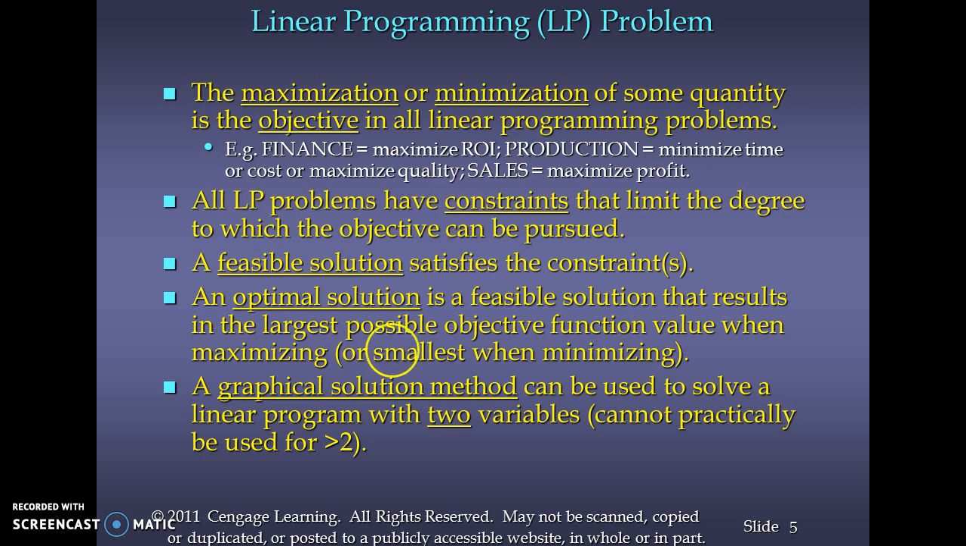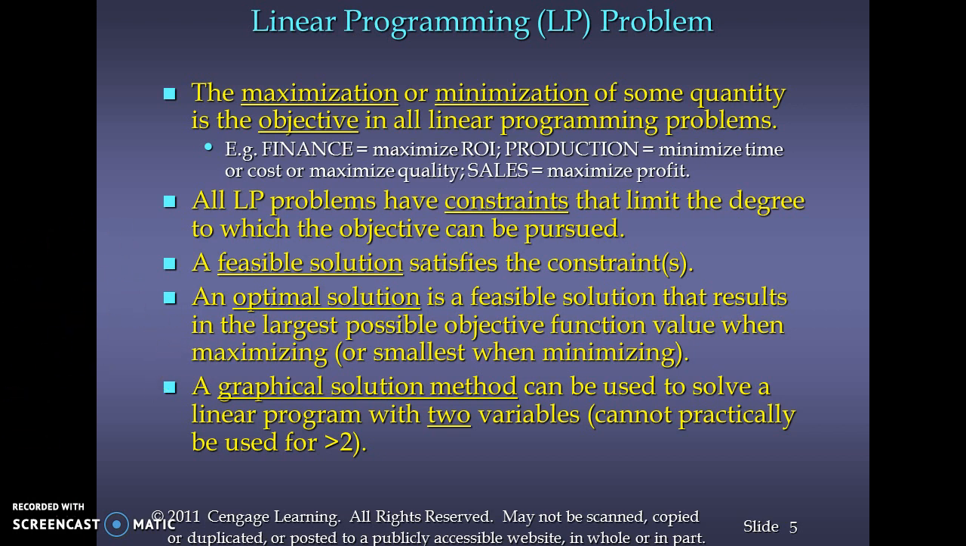When we develop solutions, whether we do it graphically, that is the manual method, or using Excel, we develop what we call feasible solutions, and they satisfy all the constraints simultaneously. There are multiple feasible solutions in many cases, but we want to develop an optimal solution. It's one of the feasible solutions that has the largest possible objective function value when we're maximizing, or the smallest value when we're trying to minimize.